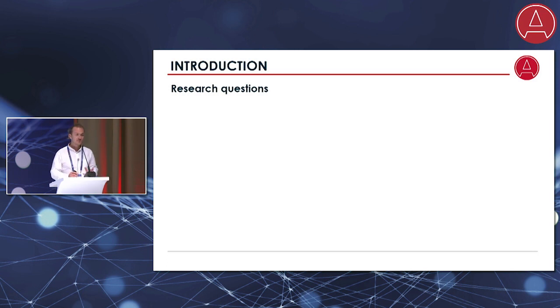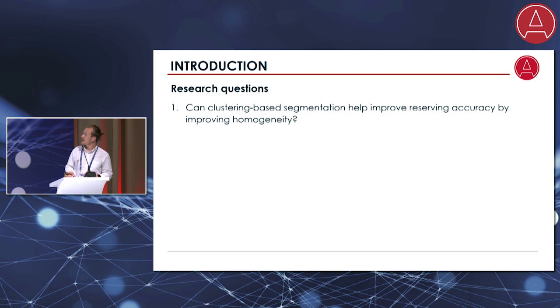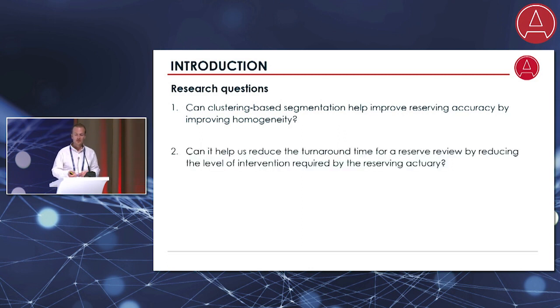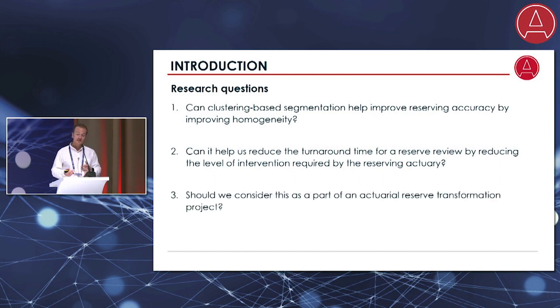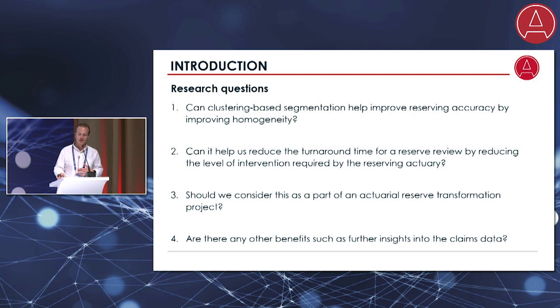These were the key research questions. Stating the obvious, can clustering-based segmentation help us improve reserving accuracy? Can it help us reduce the turnaround time for reserve review? And then the key thing, with less intervention by the actuary at every reserve review, should we consider this as part of an actuarial reserve transformation project? Are there any other benefits to building a clustering process?